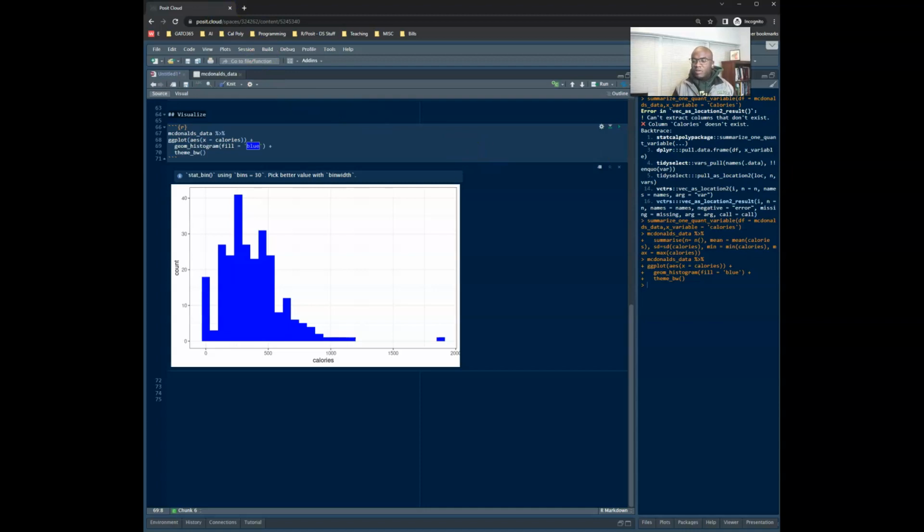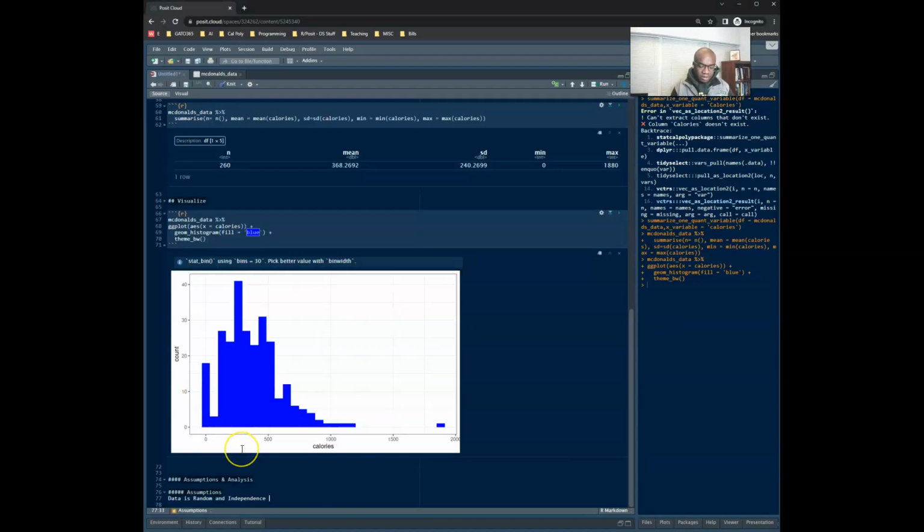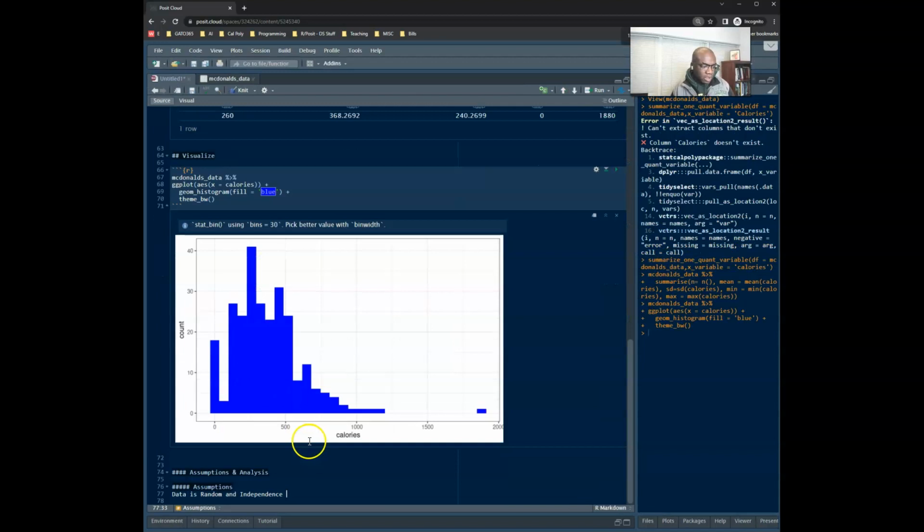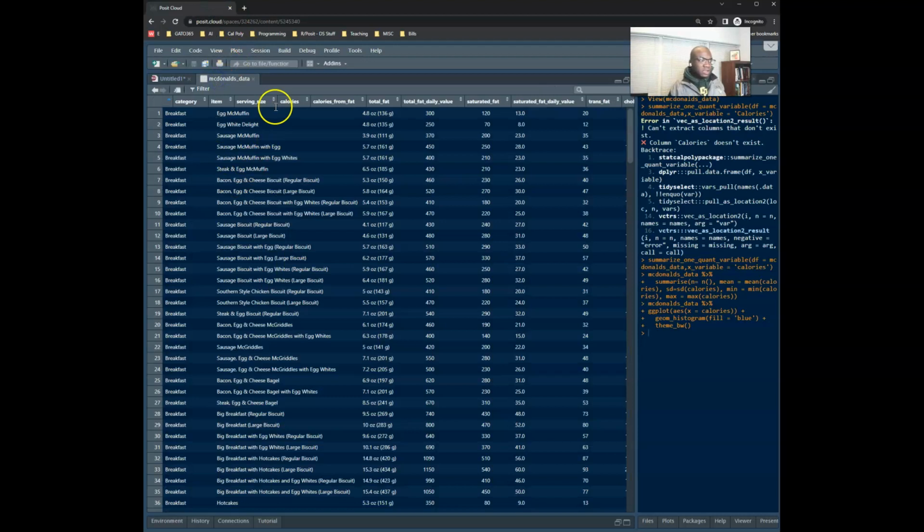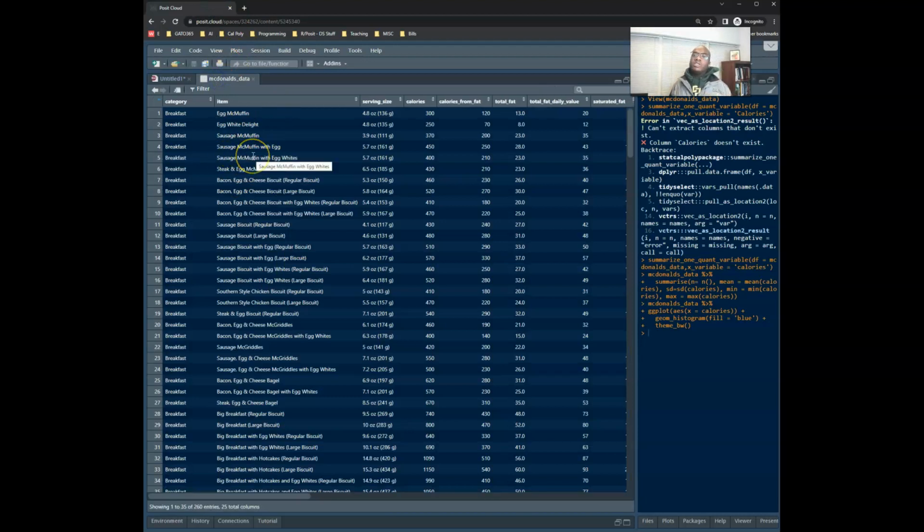So in terms of our analysis, the assumptions that we at least need to talk about, there's two. The data needs to be random, and each observation needs to be independent. The data, first of all, is not random. Each observation, each menu item, is definitely not independent. Let's say for example, there's something wrong with the sausage. Sausage is being produced, and that messes up all these items. There's a dependence between the observations.